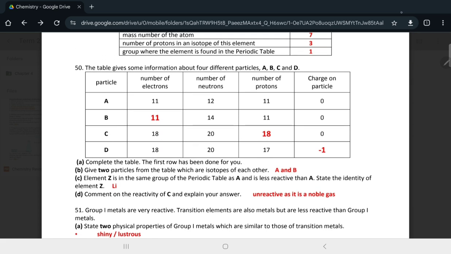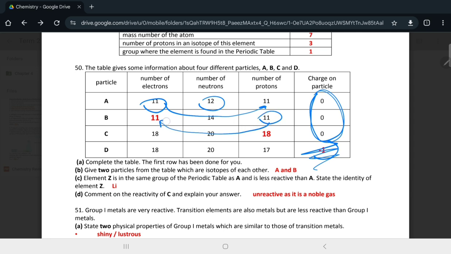Now number 50. Here there are 0 charged particles. Here you have a charge of 0. That means that the number of electrons will be the same as the number of protons and the neutrons given. So if there's 11 protons, that means there will be 11 electrons. If there's 18 electrons, that means there will be 18 protons.